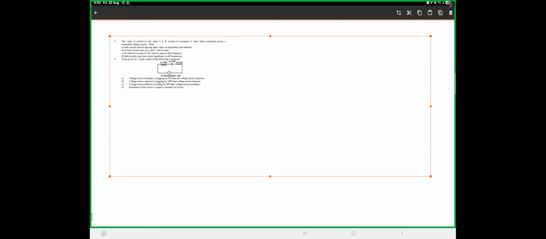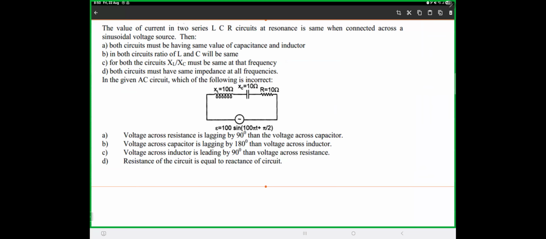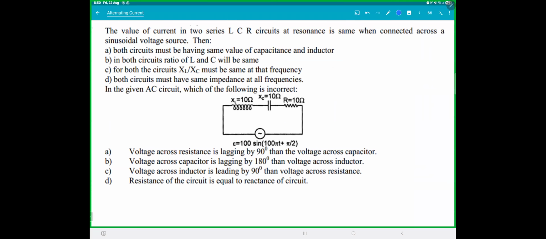Where is the other one? Hmm. Other scams on?